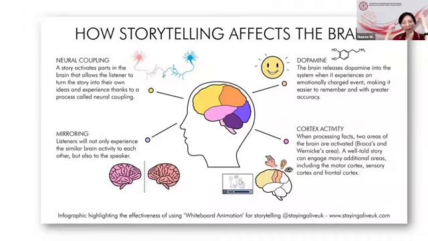The story will activate parts of the brain and that allows the listener to turn the story into their own ideas and experience. So if you want the listener to listen to you, you need a way to activate part of the audience's brain. This is where dopamine comes in, the chemical in the brain that is released into the system when it experiences something. If dopamine is released, then it will be easier to remember things. So there are many activities in the brain, it's not just left and right brain.